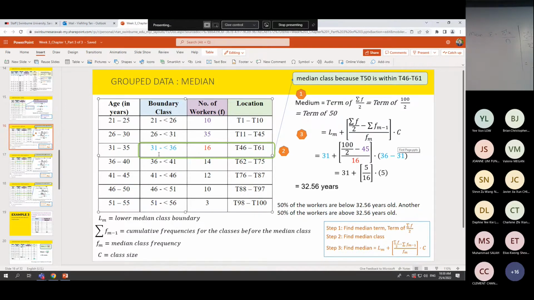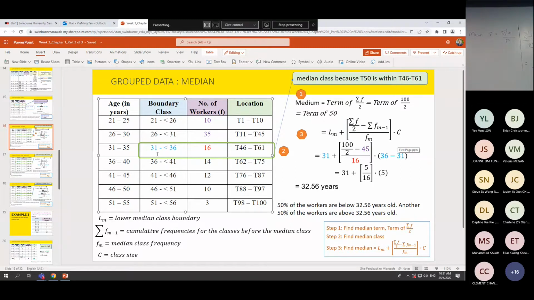Okay, we have to understand the meaning of all these variables, right? You can refer to the description below the table. LM means the lower boundary of the median class. In this case, the lower boundary is 31. This one, the lower boundary.